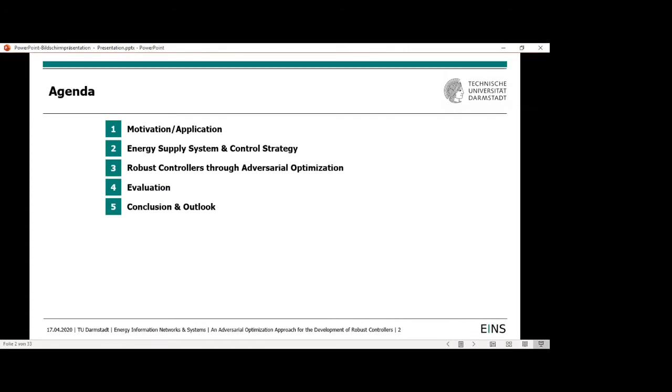The structure of the presentation is as follows. After giving a short motivation, the investigated energy supply system and the implemented control strategy are introduced. Subsequently, I will get to the main subject, which is the identification of robust control strategies through the adversarial optimization approach. I will then present the evaluation of key results and finish off with a conclusion and an outlook.